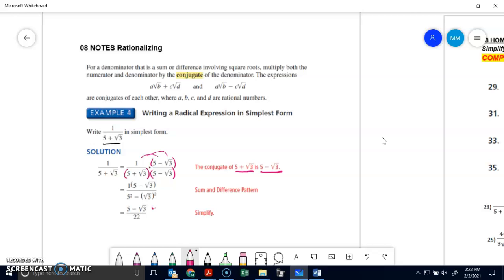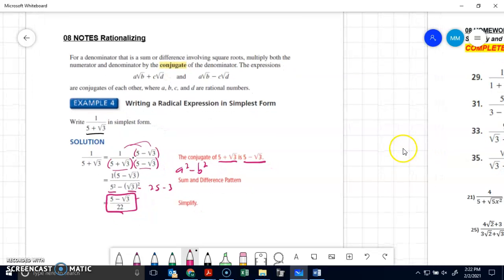But in the denominator, I clearly have a conjugate. And here the conjugate is a squared minus b squared. So 5 squared minus the square root of 3 squared would be 25 minus 3, or 22. And there's my final answer. And that's, in essence, what it is.